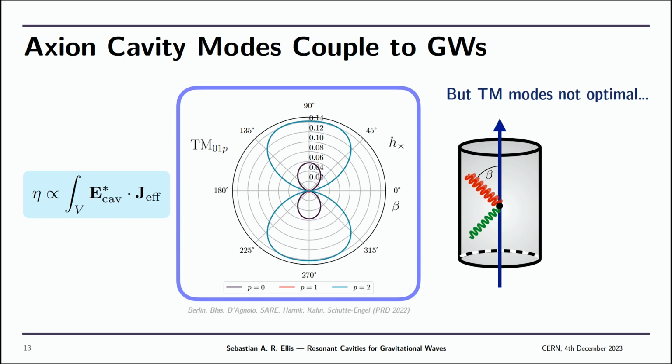However, I should say that TM modes are not optimal, and you can intuit this just from the fact that the gravitational wave is spin 2. This cavity with a static background magnetic field is not spin 2, and so I should try to couple to a spin 2 mode of the cavity.